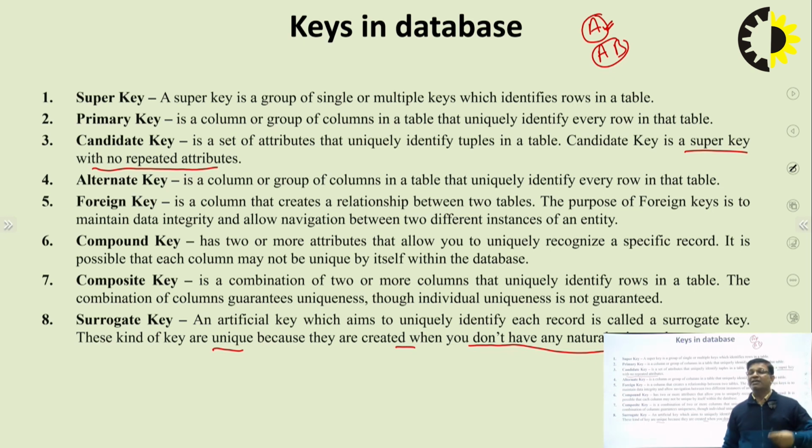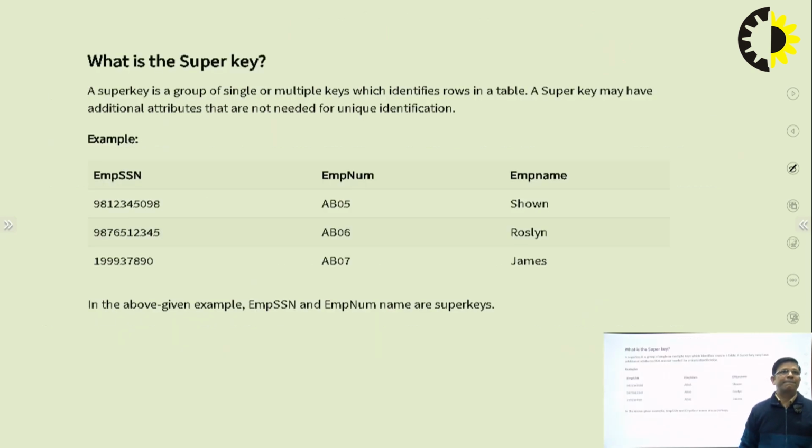So there is a question: how can we convert a weak entity set into a strong entity? By keeping a surrogate key. How can we define this as a surrogate key? A surrogate key can be a serial number also. If we insert a serial number column, the serial number is obviously a uniquely identifiable key. So this can be a surrogate key.